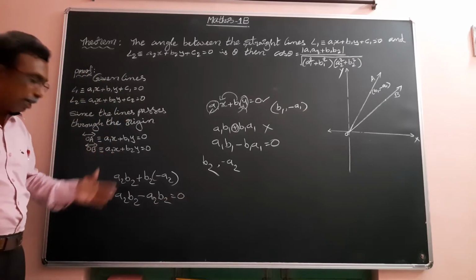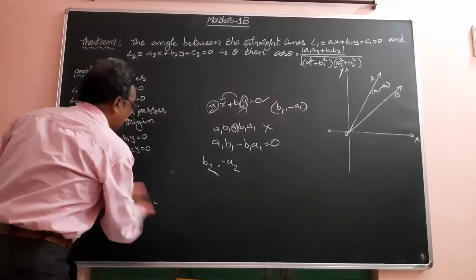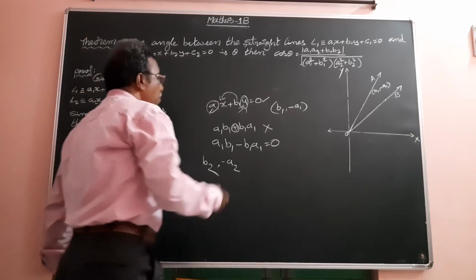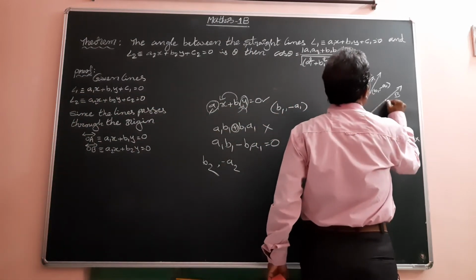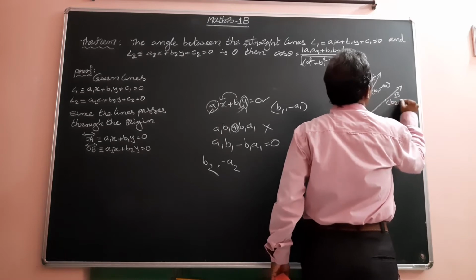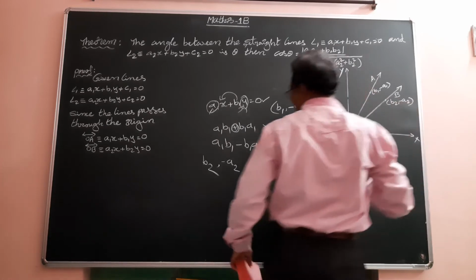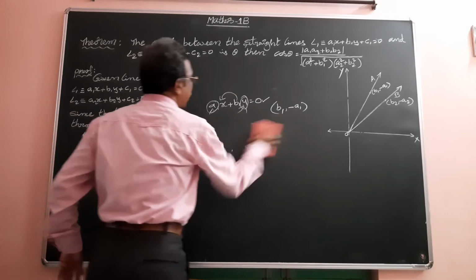Satisfies this equation. So which point do you take? The second one, B2 minus A2. This point is B2 minus A2.